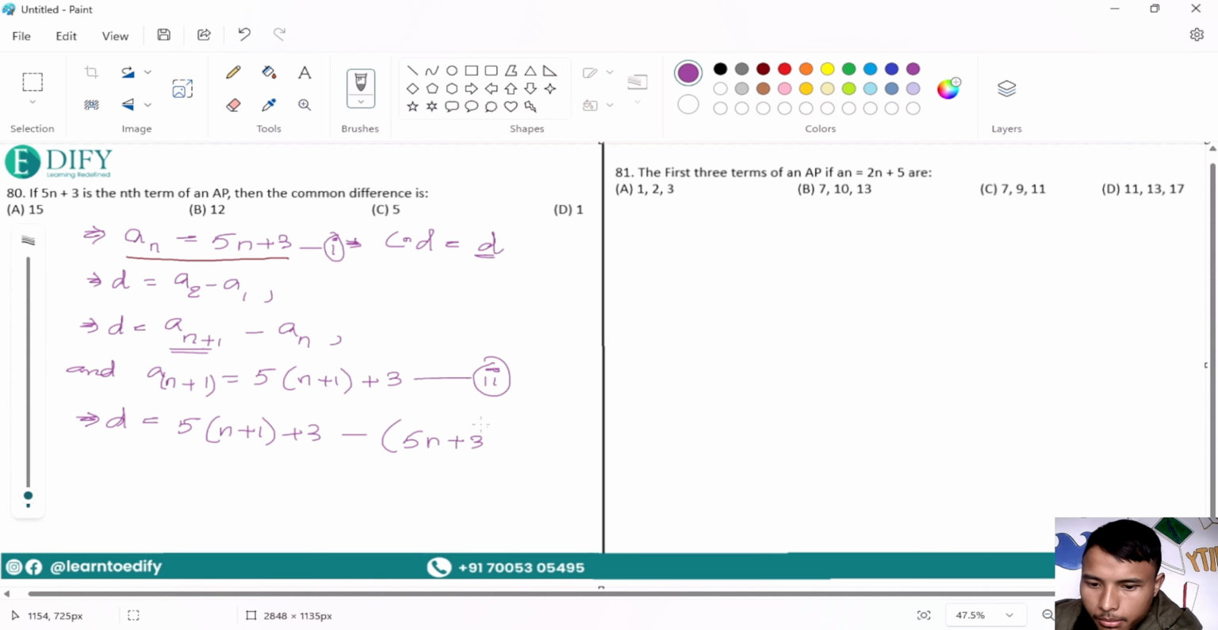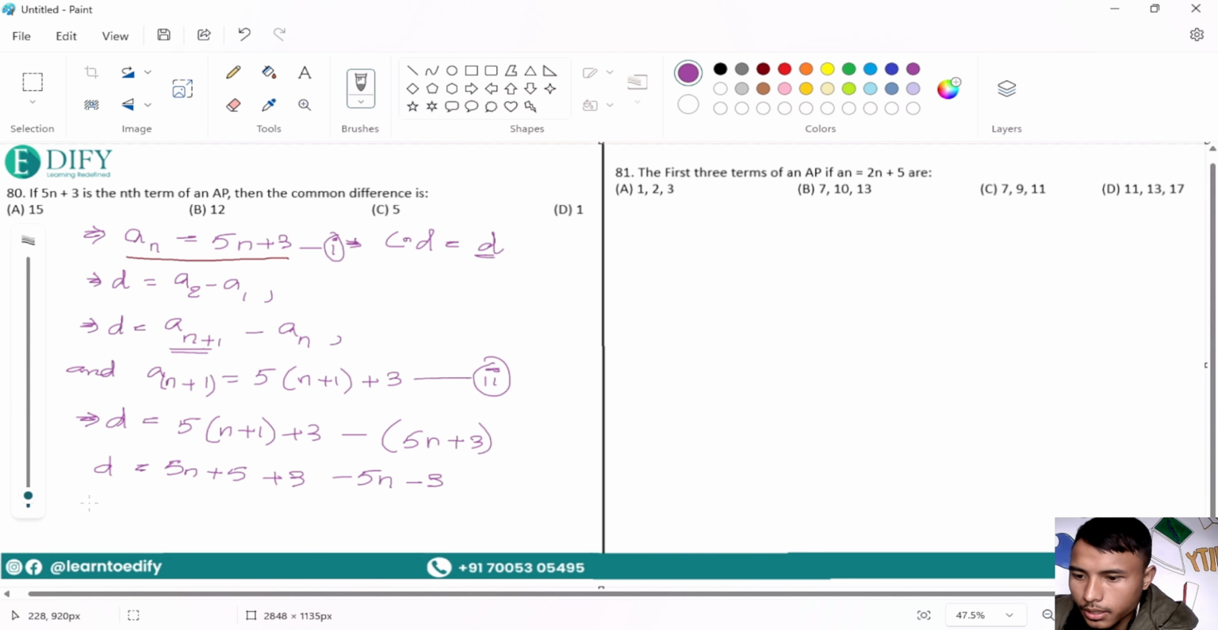Keep that in mind. It is a negative sign, so we always have to put the numbers inside the bracket. First solve the negative, then multiply the negative with all the terms. Okay. So next, this is 5n plus 5, and then plus 3, then minus 5n minus 3.